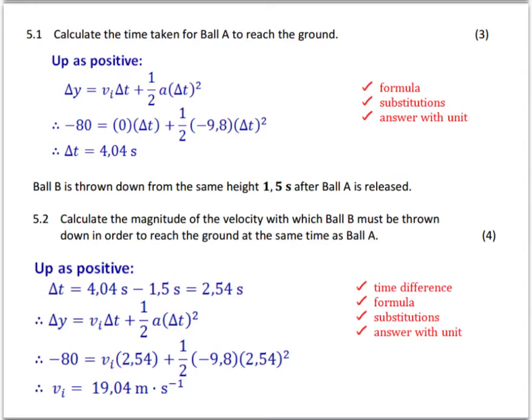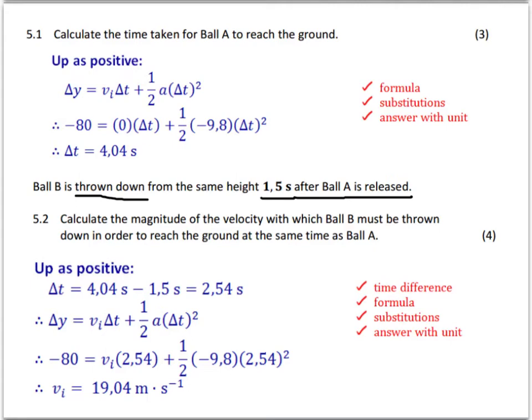Let's move on to question 5.2. In 5.2, you're told that ball B is thrown down from the same height, and it's done 1.5 seconds after ball A is released. You are asked to calculate the magnitude of the velocity with which ball B must be thrown in order to reach the ground at the same time as ball A. Again, I'm going to take up as the positive direction.